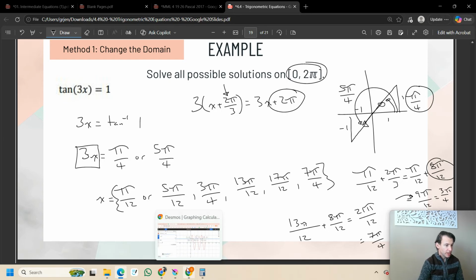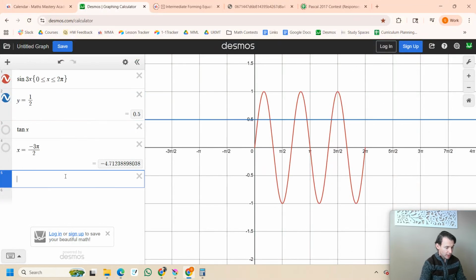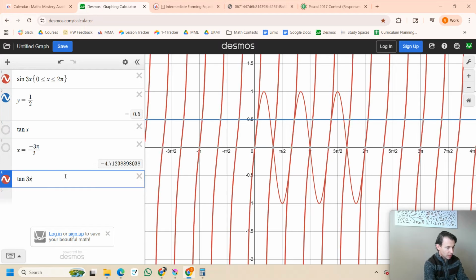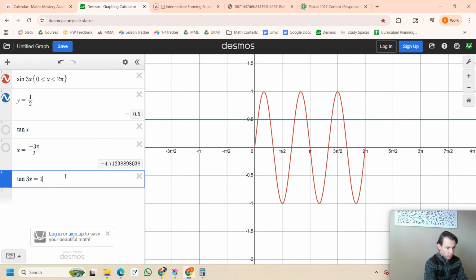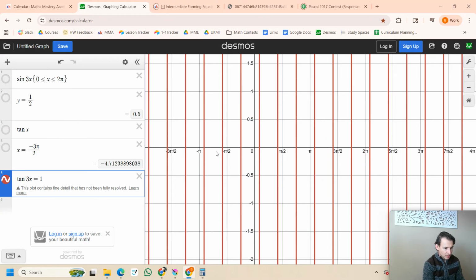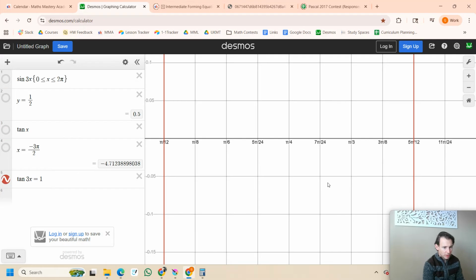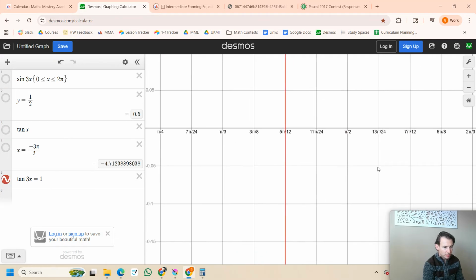We have tan 3x equals 1. So we can even just write that in this way. Tan 3x equals 1, and it just gives us horizontal lines. All right, let's turn this off and that off, and we'll see where they are. It doesn't really tell us, but if I zoom in, there's pi on 12, there's 5 pi on 12.